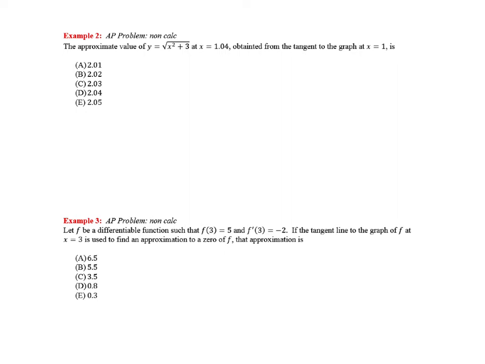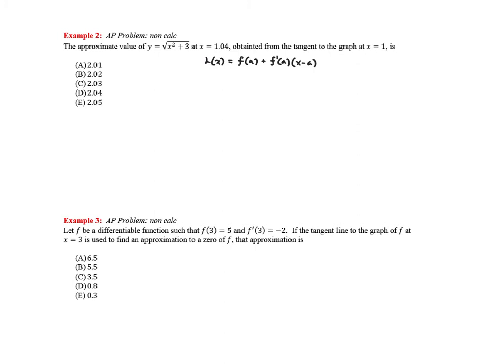A couple AP problems, non-calc on both. The approximate value of y equals the square root of x squared plus 3 at x equals 1.04, obtained from the tangent to the graph at x equals 1, is what? So let's lay out our linearization equation. L of x will equal f at a plus f prime at a times x minus a. We've got to determine a, x, and a derivative, all that good stuff.